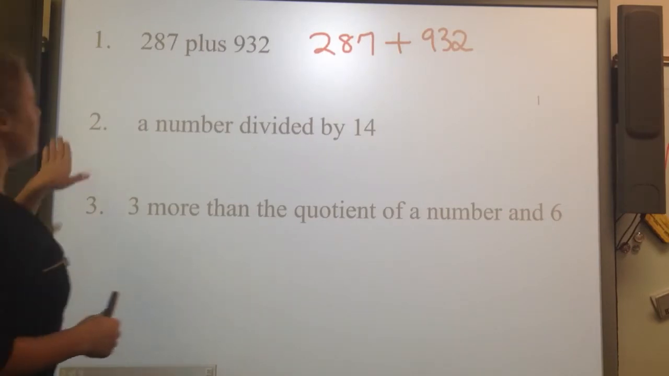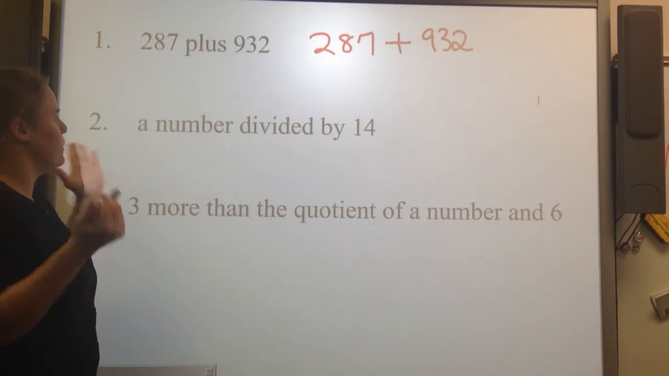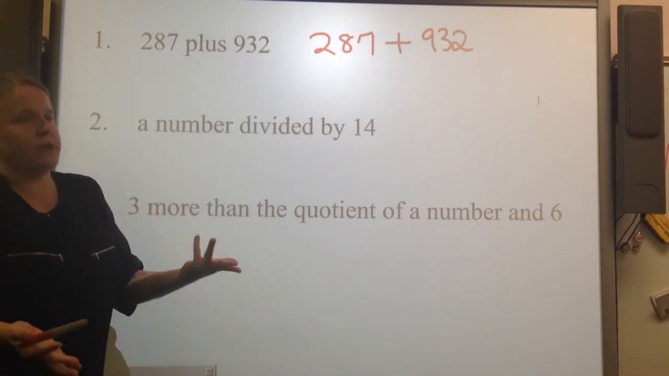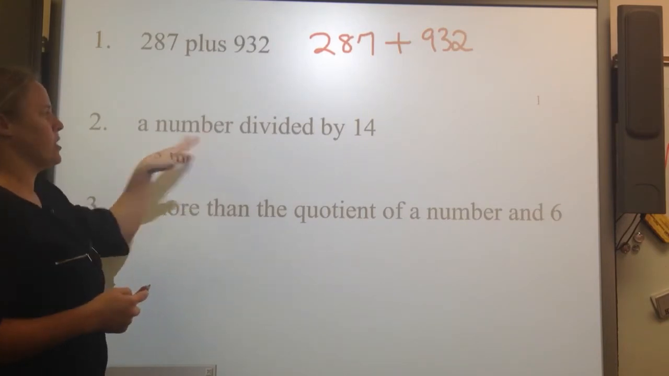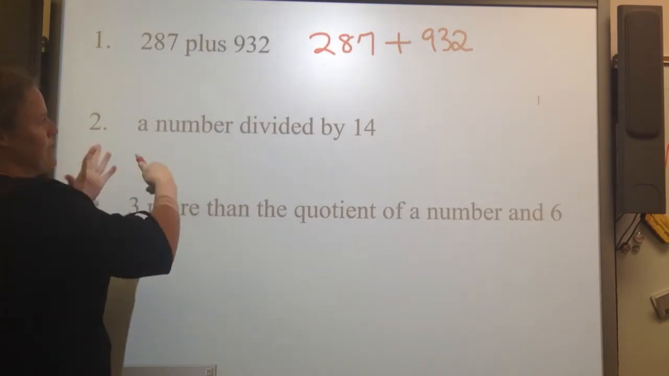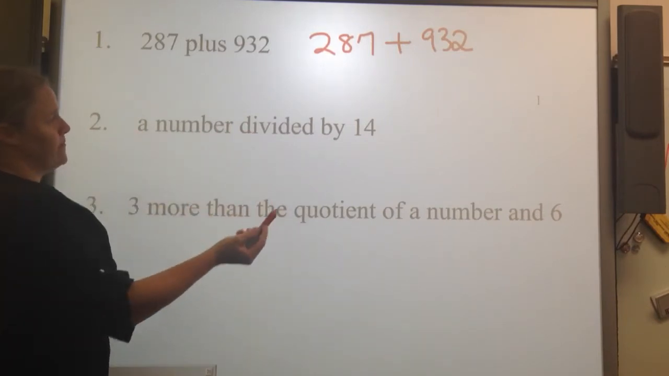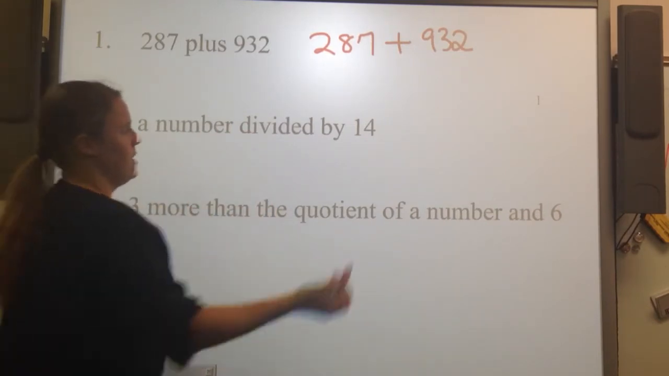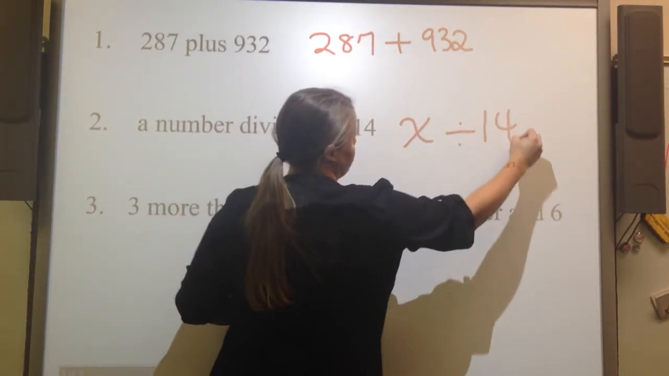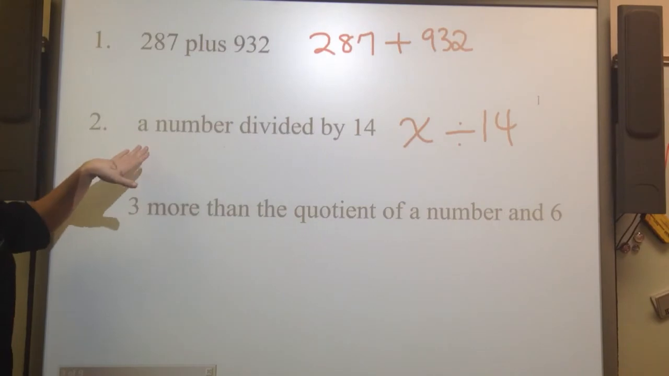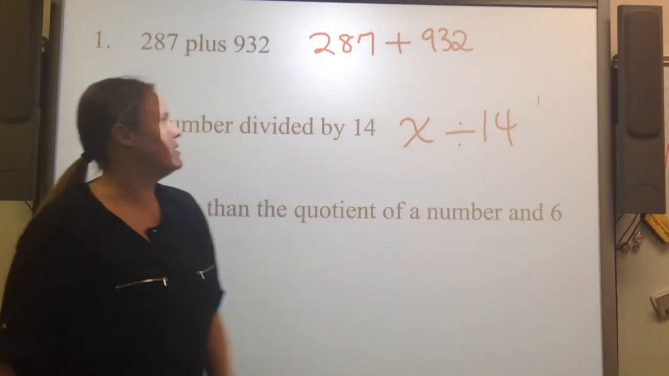Okay. Next one is a number divided by 14. What are we going to do? A number. Didn't tell you what number it is. Variables. You got it. And we're going to use a variable here to express this unknown value. So a number divided by 14. Well, we know divided means division. So I'm just going to use x divided by 14. So look back at my expression, a number, which is x, divided by 14.